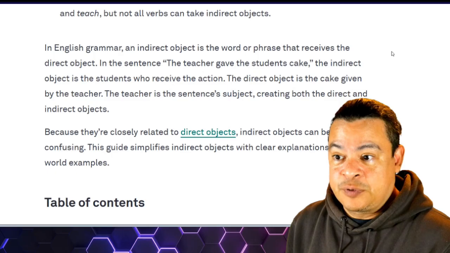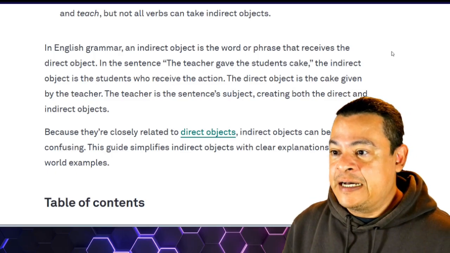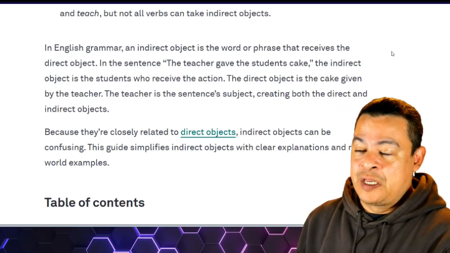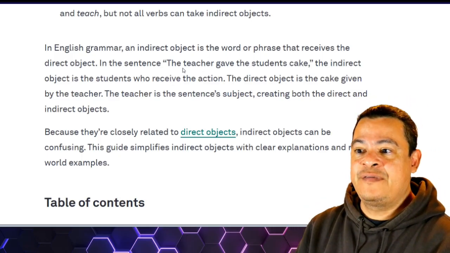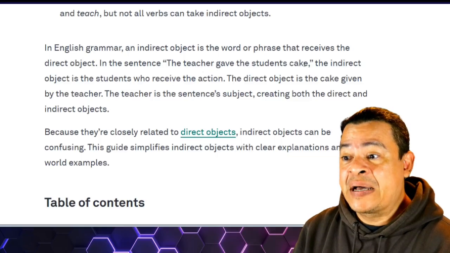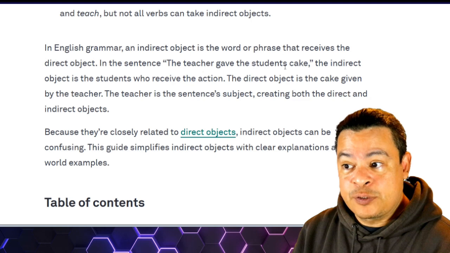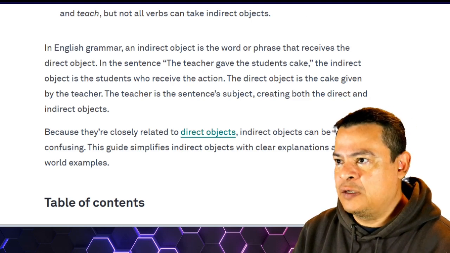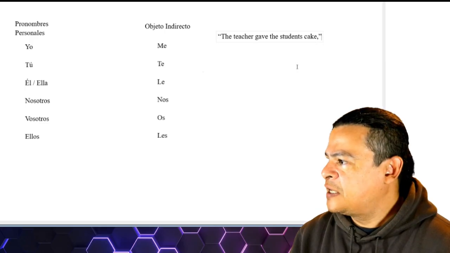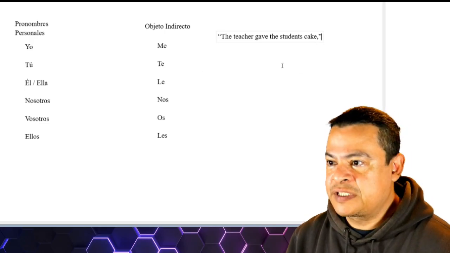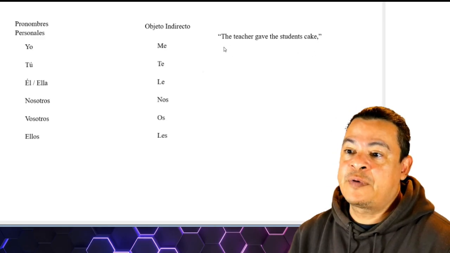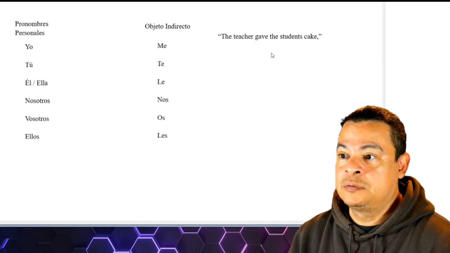Who received the action? So they received the action. The direct object is the cake given by the teacher. So, in other words, if you say, el profesor dio pastel a los estudiantes. Ok, lo vamos a hacer aquí. The teacher gave the students cake. El profesor les dio pastel.